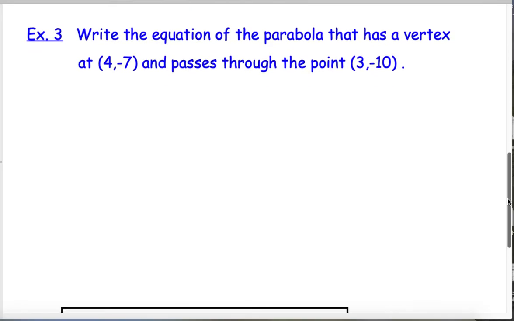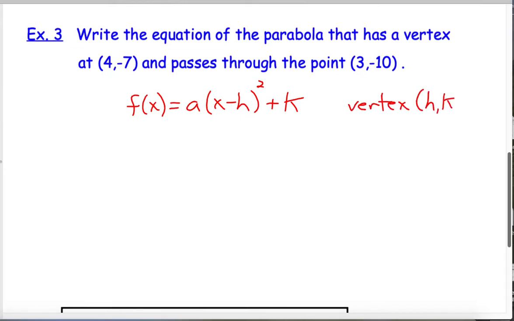Let's look at another example. Write the equation of the parabola that has a vertex at 4, negative 7 and passes through the point 3, negative 10. Okay, so let's start with what we know. We know that if we have a function that looks like this, the vertex is going to be h comma k. And they told me what the vertex is. So I know what h and k are. So I have a, x minus h is a 4, and k is a negative 7.